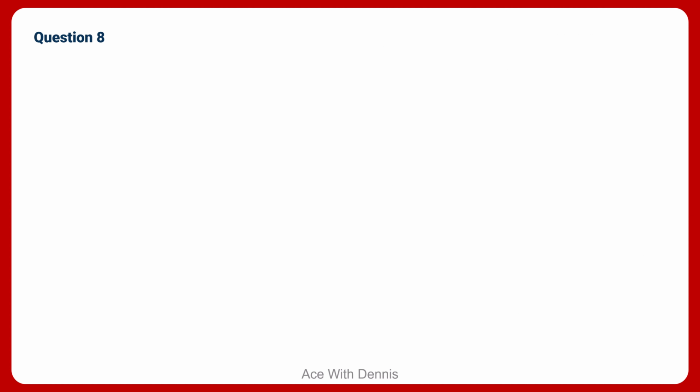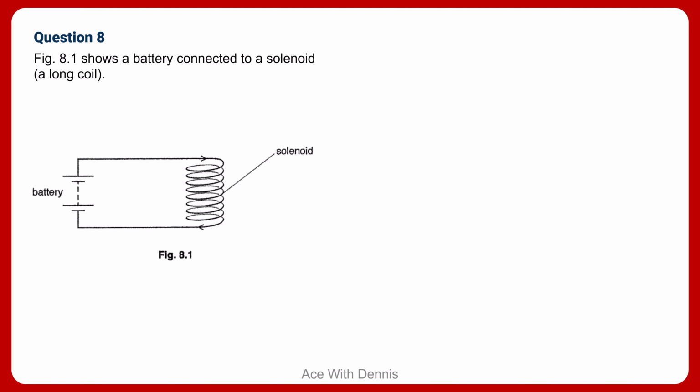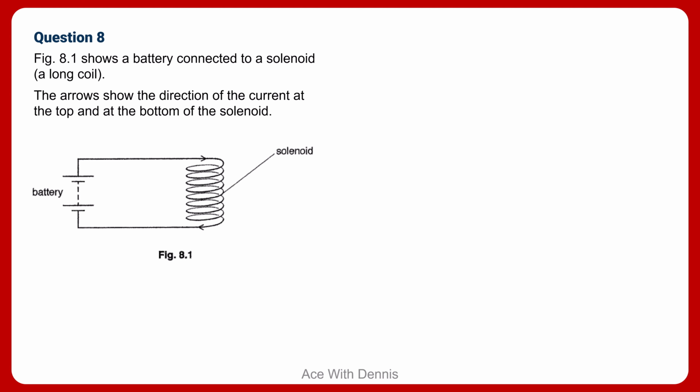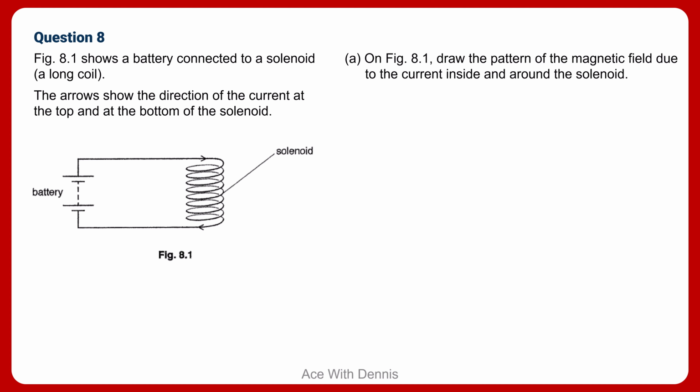Question 8. Figure 8.1 shows a battery connected to a solenoid, which is a long coil. The arrows show the direction of the current at the top and at the bottom of the solenoid. A. On figure 8.1, draw the pattern of the magnetic field due to the current inside and around the solenoid. On your diagram, indicate the direction of the magnetic field lines.